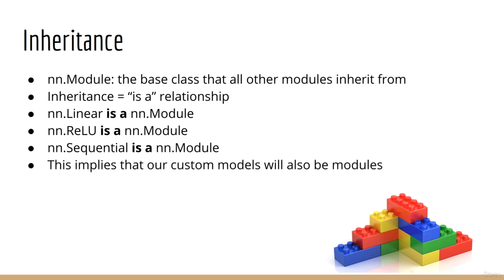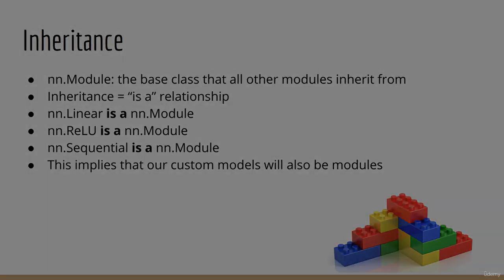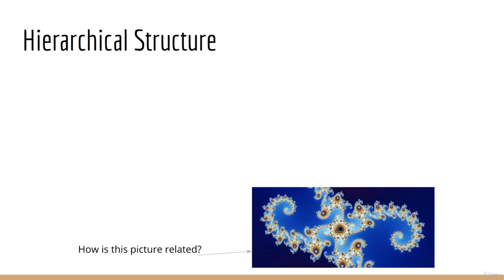This implies that when we create our own custom models, they are also going to be modules, and we are going to inherit from the module class. So when I said earlier that PyTorch is all about composing models from building blocks, well, modules are those building blocks. One interesting consequence of everything being a module and models being modules is that there's this hierarchical structure.